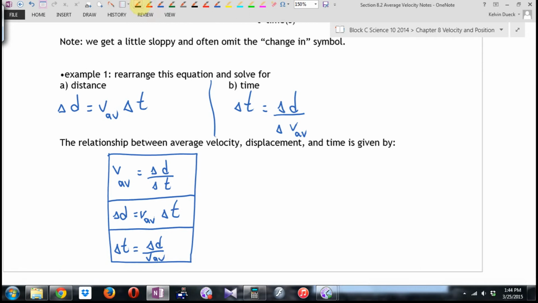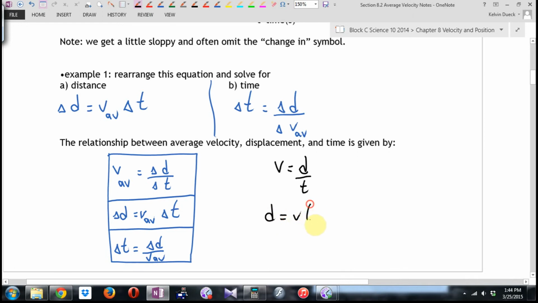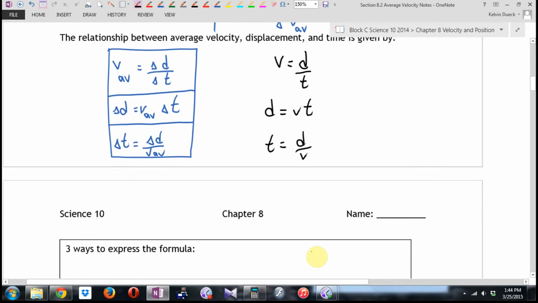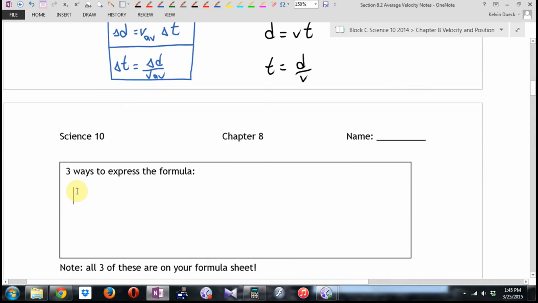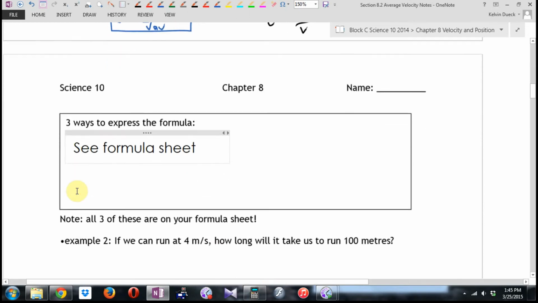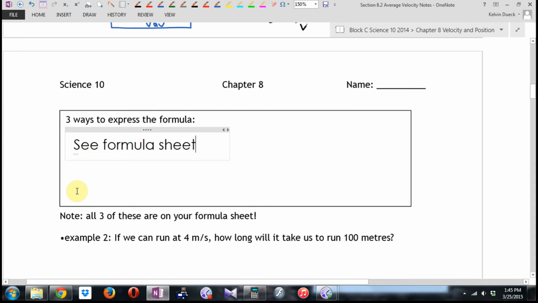For what it's worth, in Physics 11, we would write it this way, and this way, and this way, because I think that looks way less intimidating. But it's the same idea. So, three ways I wrote down here to express the formula. We've already written it on the previous page. Note, all three of these are on your formula sheet. Apparently, last time I taught this, I had the kids write this out like three times. I think that's overkill. That's why I gave you a formula sheet.